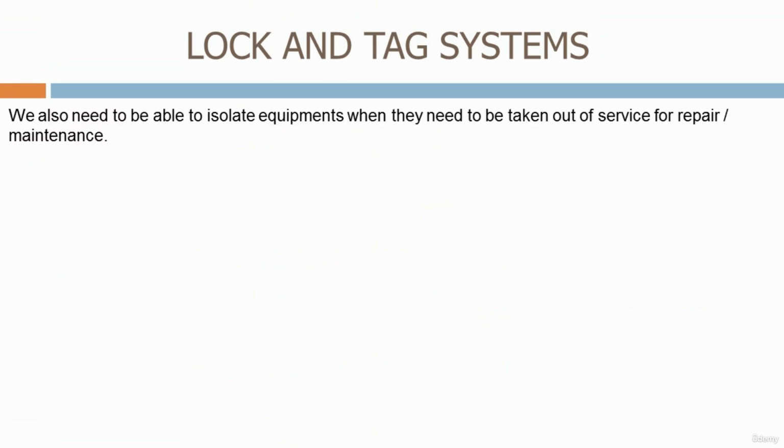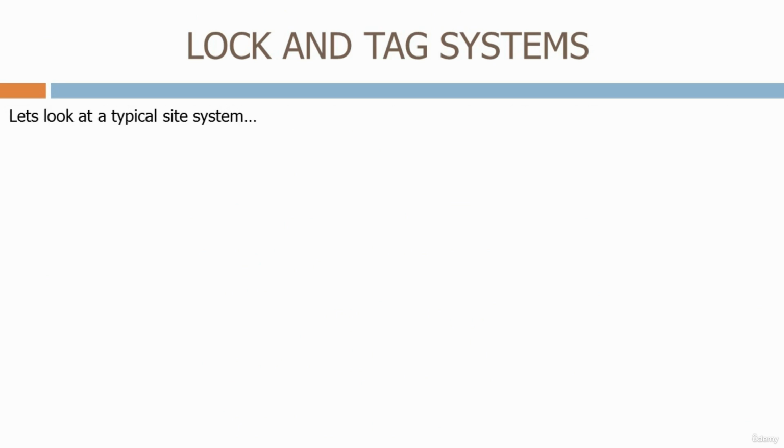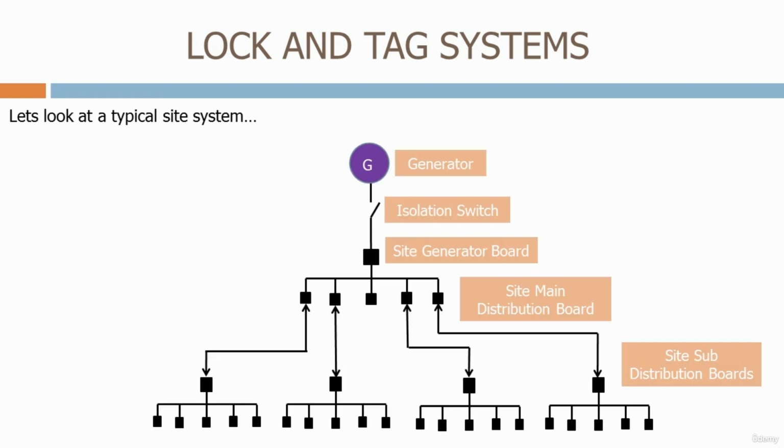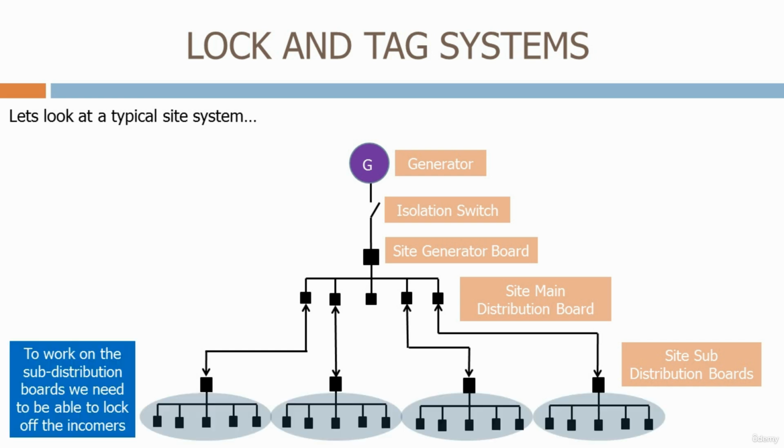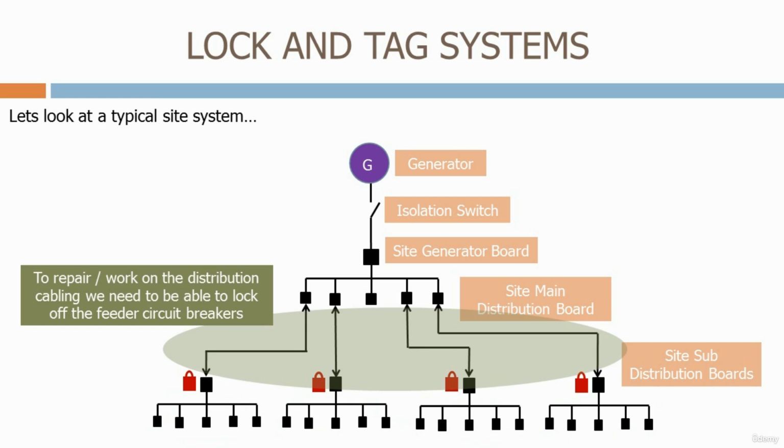We also need to be able to isolate equipment when they need to be taken out of service for repair or maintenance. Let's look at a typical site system. To work on the sub-distribution boards, we need to be able to lock off the incomers. To repair or work on the distribution cabling, we need to be able to lock off the feeder circuit breakers.